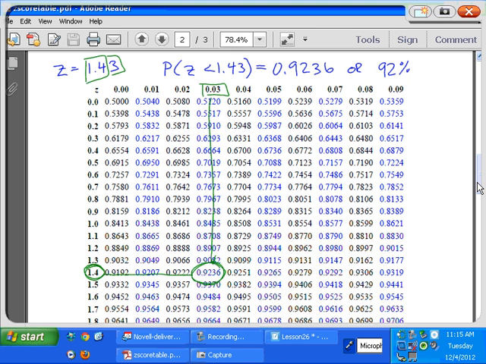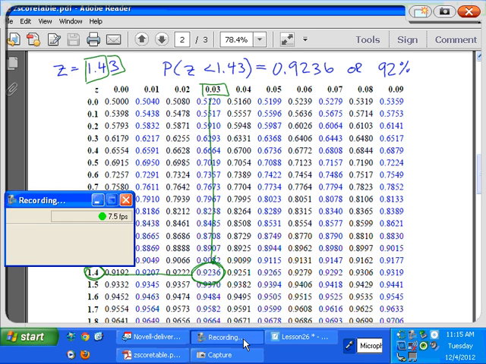Okay, so that's how we're going to use this table. Now I've shown you how to read the chart. Now we're going to go from reading the chart to how you get the number in order to read the chart. So we'll do that in the next step.